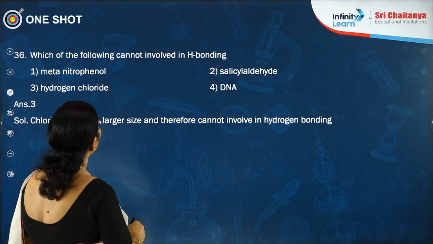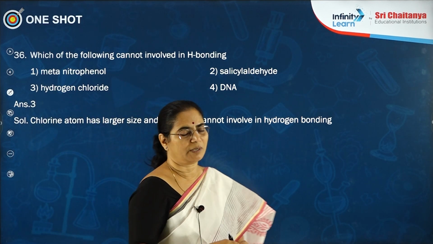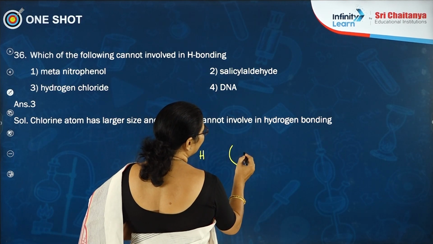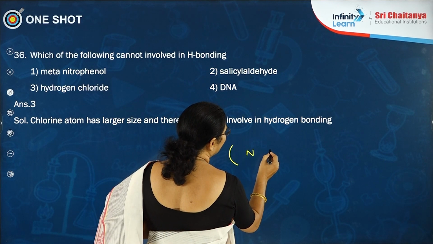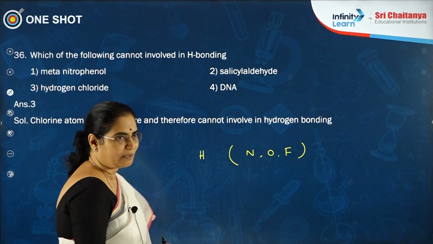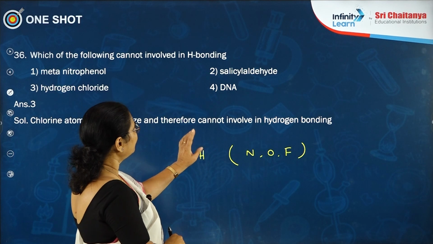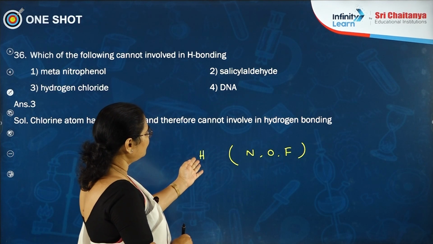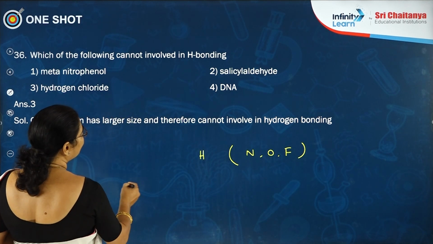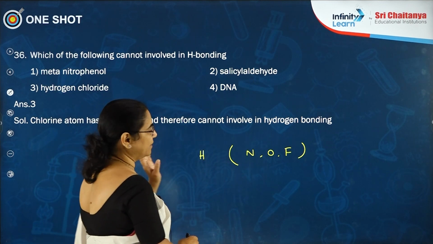Next, which of the following cannot be involved in hydrogen bonding? The hydrogen bonding condition is a hydrogen atom with more electronegative atoms like nitrogen, oxygen, fluorine. Only with these 3 elements does hydrogen bond formation take place. It is a weak electrostatic force of attraction between hydrogen atom and only these 3 electronegative atoms.